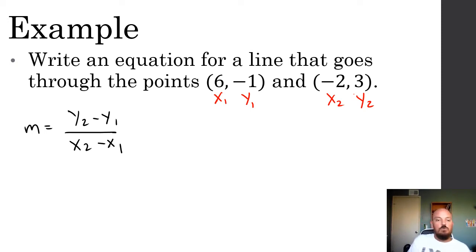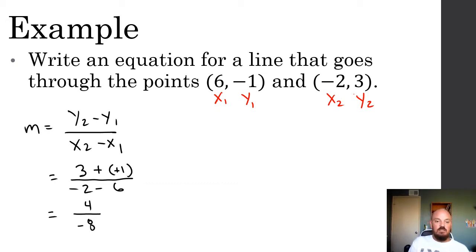So let's go back to our slope formula here and put the numbers in. y2, if I look up at my points there, y2 is 3, minus y1, which is -1. And on the bottom, x2 is -2, minus x1, which is 6. So on the top, 3 minus -1. Minus a negative becomes plus a positive. 3 plus 1 is 4. And on the bottom, -2 minus 6 more would be -8.